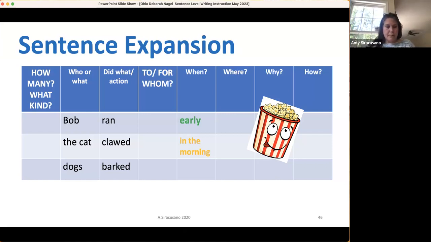I just want to see if I could pull this image up real quick to show you. Oh, I don't think it went through yet. Hold on, it's coming.